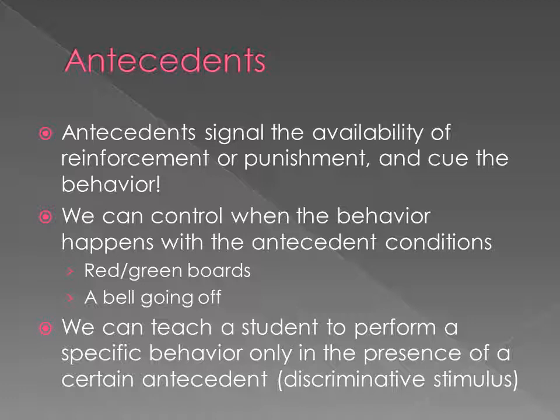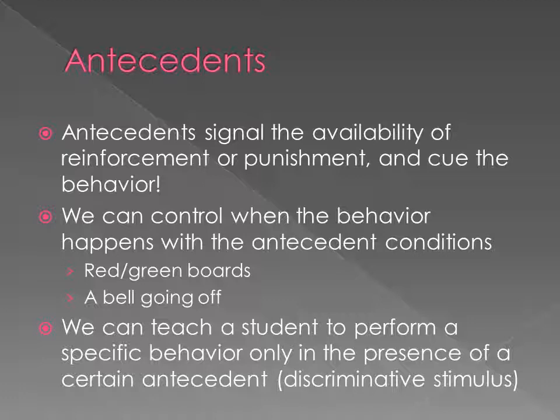Another example is when you're sitting in class and the bell goes off, and you get up and you go to your next class. The bell going off is the antecedent. The bell going off also has a lot of stimulus control. It is a discriminative stimulus. When a behavior happens only in the presence of a certain antecedent, like the bell going off, and not in the presence of other antecedents, like the teacher talking, we say that it is a discriminative stimulus. It has stimulus control over the behavior.